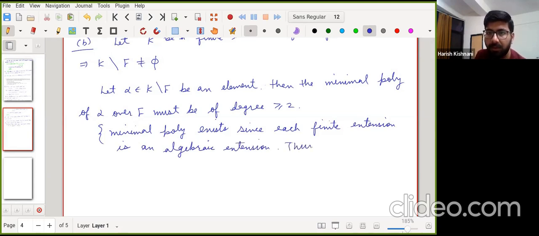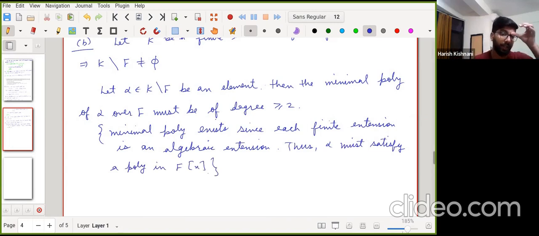Thus alpha must satisfy a polynomial in f[x], and then you can choose the polynomial of minimal degree, and that turns out to be the minimal polynomial. So that's why the minimal polynomial exists, and it is of degree greater than or equal to 2, because if it is of degree 1, then alpha has to be inside f. But we are already assuming that alpha is outside f but inside k. So it has to be of degree greater than or equal to 2.